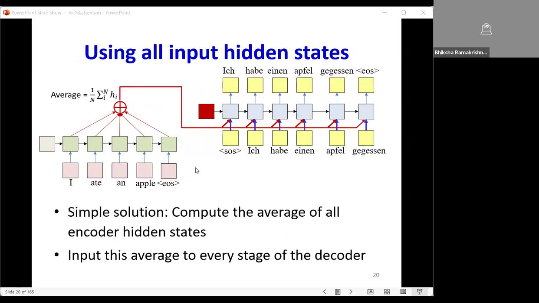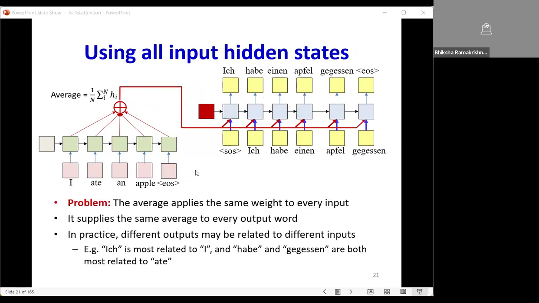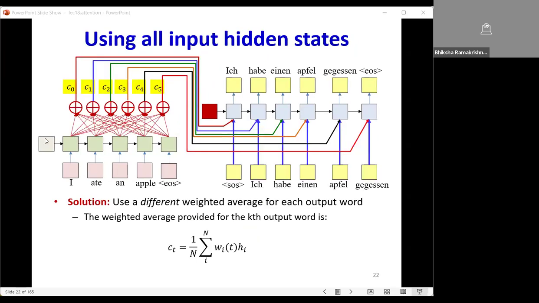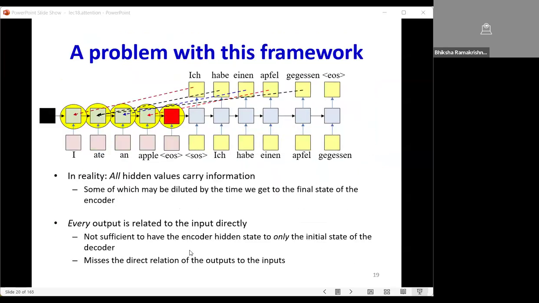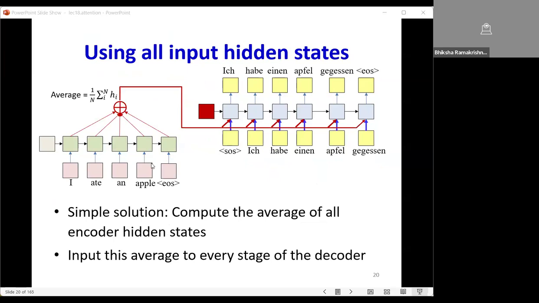So what we would really like to do is something different. We would like to still compute a weighted average of all of these hidden states, except the weighting would be different for each one of these output words. So I'm sorry, there should not be a 1 over n over here. I keep forgetting to delete it. Ignore this 1 over n. The 1 over n is a carryover from here, okay?